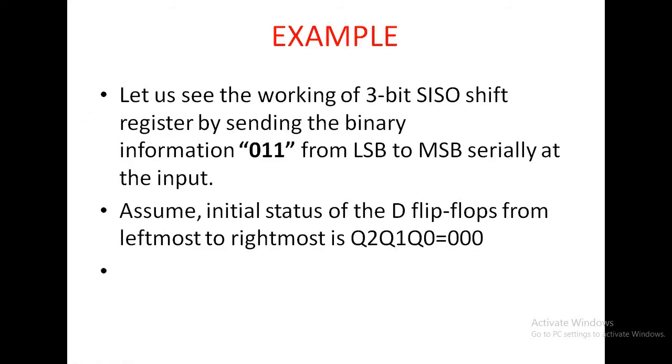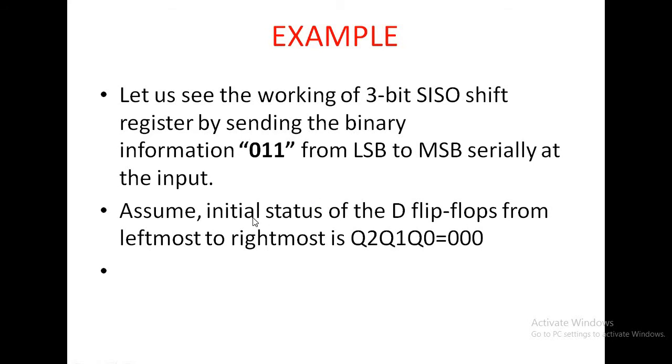So let us see the working of a 3-bit serial in serial out shift register by sending the binary information 0, 1, 1 from LSB to MSB serially at the input. LSB means the rightmost bit, and this is the MSB. So first 1 is given, then 1 is given, then 0 is given, from LSB to MSB.